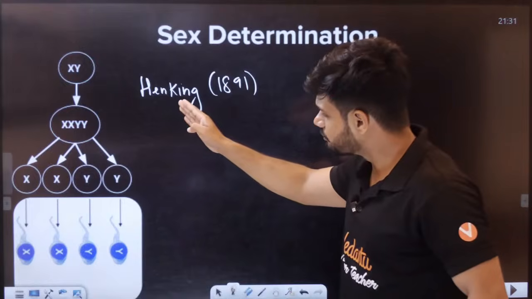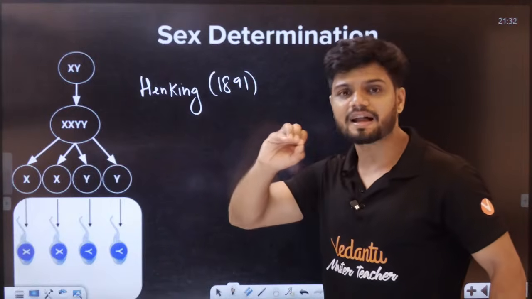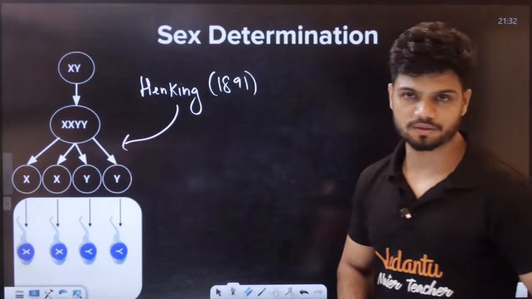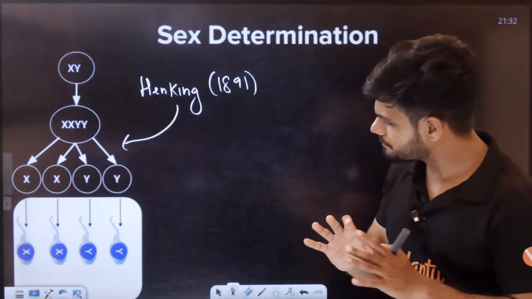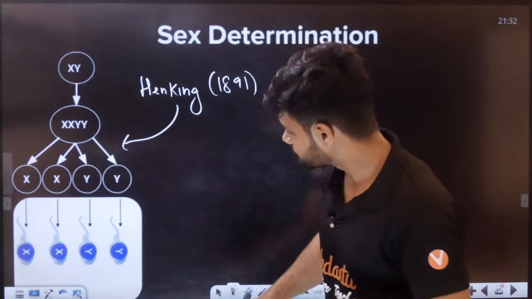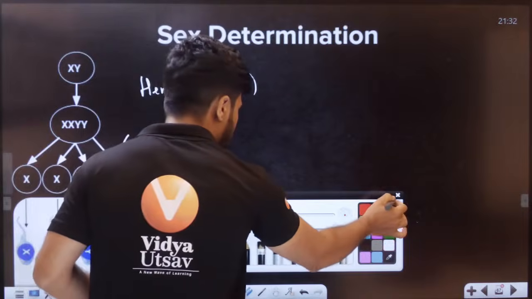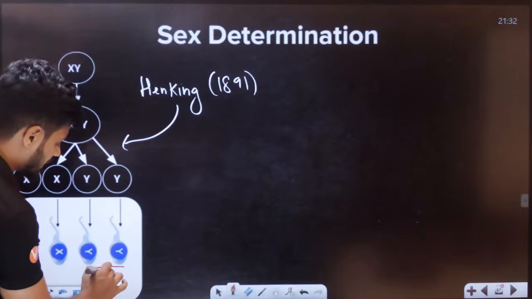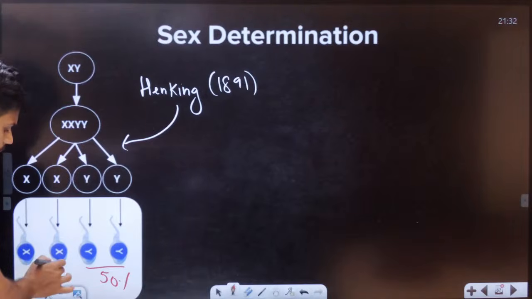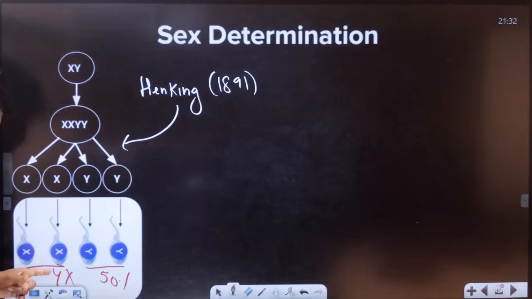He worked on different animals, and he observed spermatogenesis. He noticed that whenever there was spermatogenesis, 50% of sperms had the Y chromosome, and 50% of sperm did not have the Y chromosome. The Y chromosome was missing in 50% of them. So that gave him an idea.